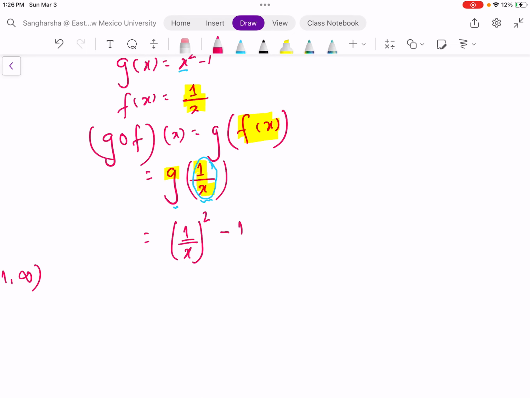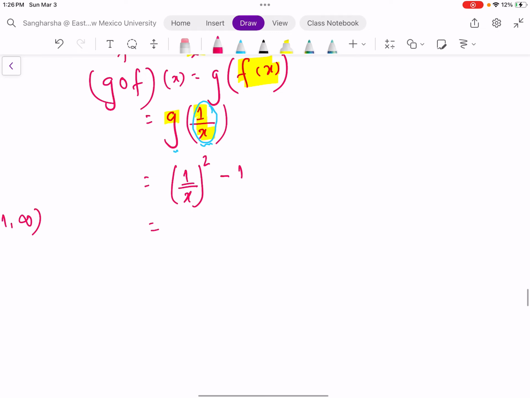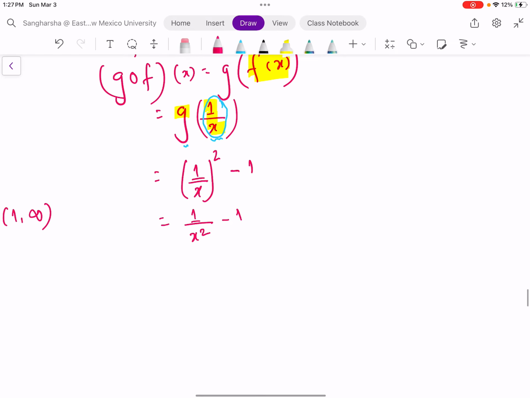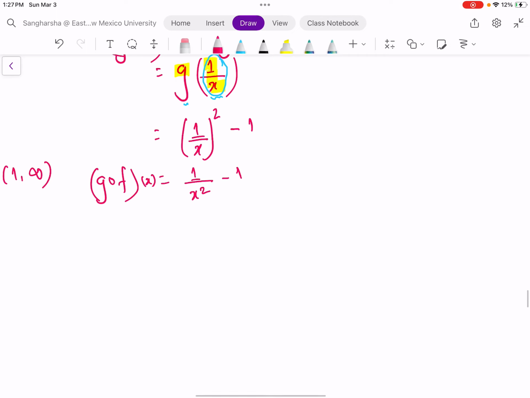Now let's simplify this. The square applies to both the numerator and the denominator. So 1 squared is 1, and x squared is x squared, minus 1. Now this is our g composite f function. So this is the expression for the g composite f function, and next we need to find its domain.